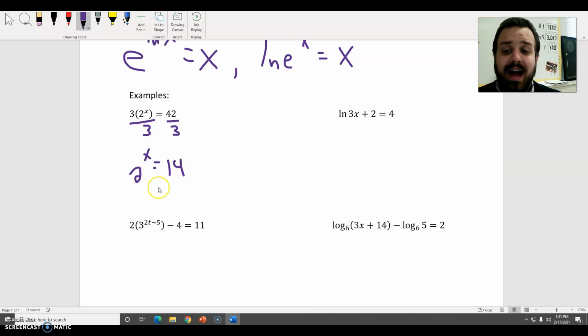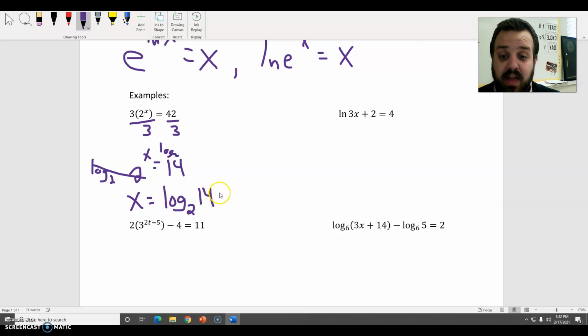I'm then going to take the log base 2 of each side. And what that's going to do is get rid of this over here. I'm going to have that x equals the log base 2 of 14. Now, that is the exact answer. That is exactly what it equals.